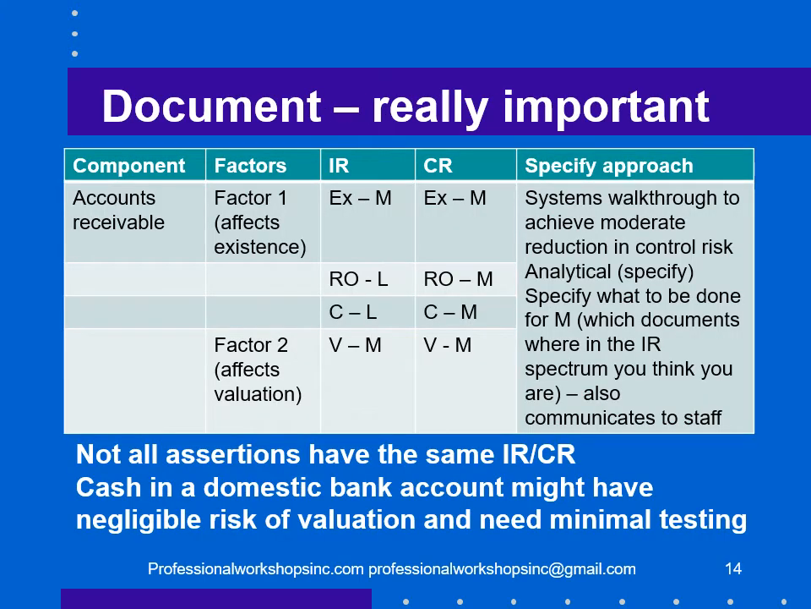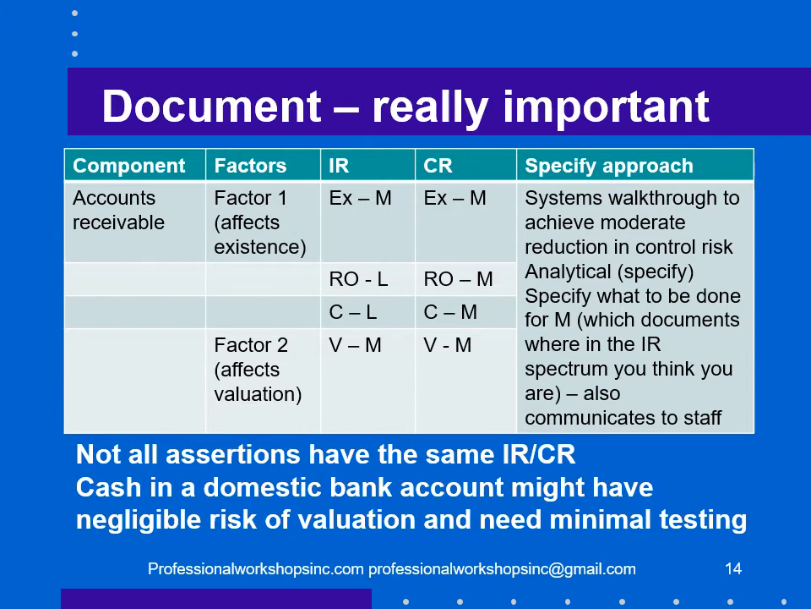So we're going to require documentation in all files now that looks something like this. And so for every component, and here's accounts receivable as an example, the first thing we're going to do as we do our risk assessment procedures is we are going to say, hey, I found a factor that affects accounts receivable. And it's very important that as you list the factor, you say what assertion it affects.